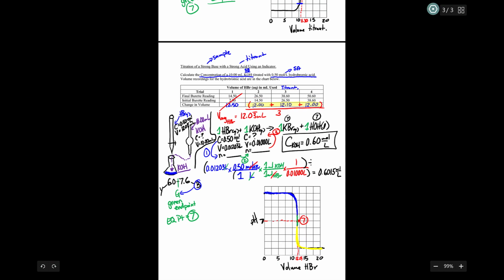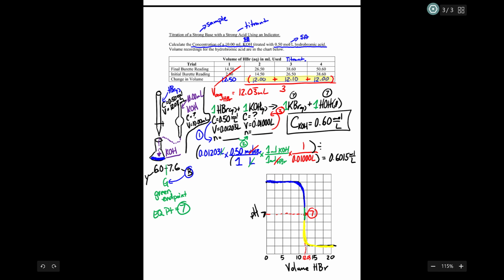So there was a lot to take in today. I do want to really push the fact that this is very important that you know how to look at a titration curve and understand what's going on. That's part of acid-base equilibrium as we continue down the road.